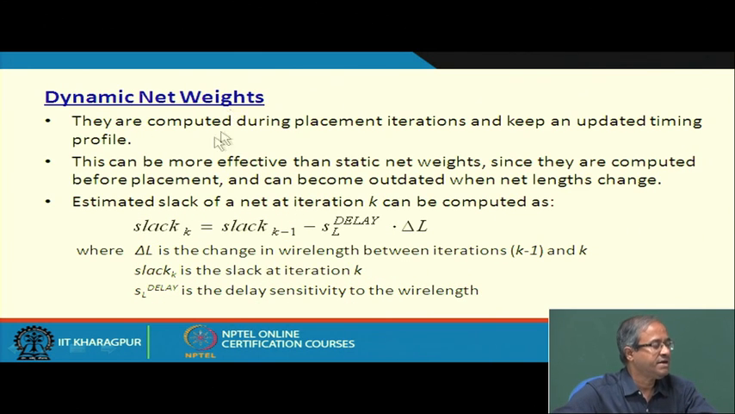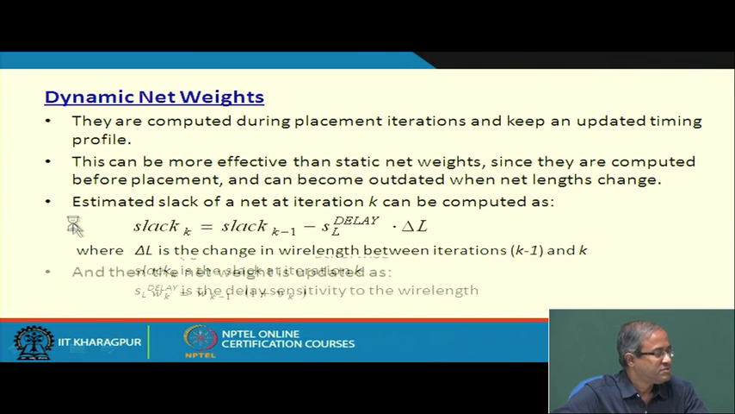And for the dynamic net weighting, they are modified and changed dynamically during placement iterations. Okay. And obviously, this can be more effective because you are changing the weights based on the current scenario, and the old values can become outdated when you make some modifications. So, this is an iterative value. So, the slack value at an iteration k can be calculated from the previous iteration value by making some changes based on delta L. Delta L can be the change in the wire length that has taken place between these two iterations, and this will be the impact of the change in wire length on the delay, some factor that is multiplied by delta L. You subtract this from slack k minus 1, that will be your new slack.